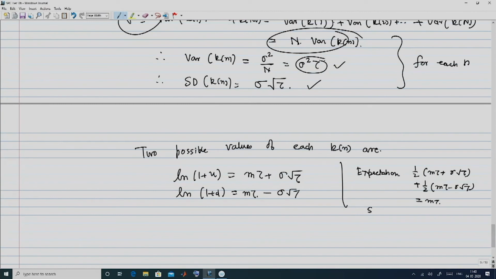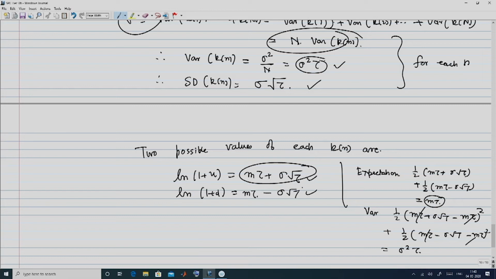So, that also you can calculate easily. Again, I just use the definition. So, for this I will have variance of the random variable m tau plus sigma square root of tau minus the expected value of m tau, square, plus half, again I will have m tau minus sigma square root of tau minus the expected value of m tau, square. So, this cancels out, this cancels out. So, this just simply becomes sigma square of tau. So, I have taken basically two particular cases, that is m tau plus sigma square root of tau and m tau minus sigma square root of tau.